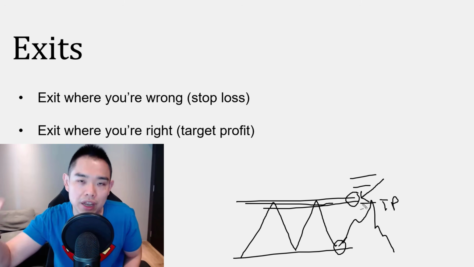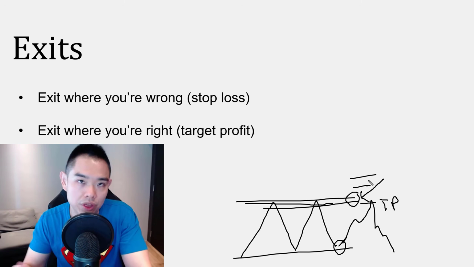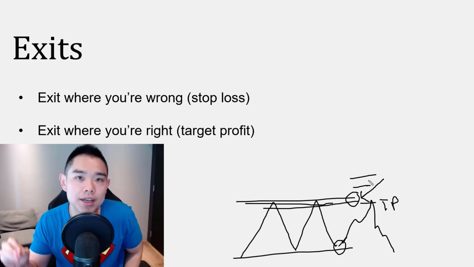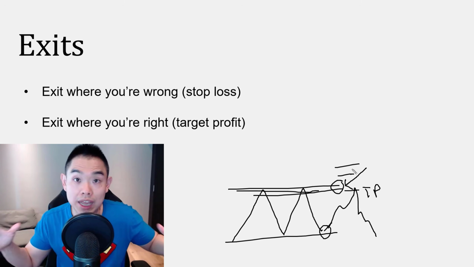Set your take profit level just before that area of resistance, and this will increase your odds of exiting a trade with a profit. So these are two very simple guidelines that you want to take into account when setting your stop loss and target profit. So now I've shared with you the entire formula.